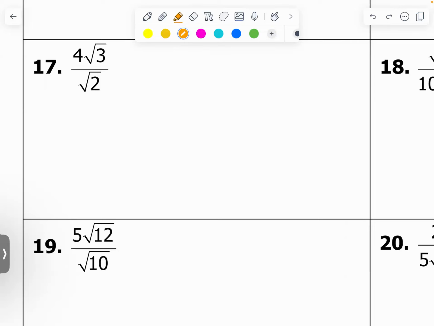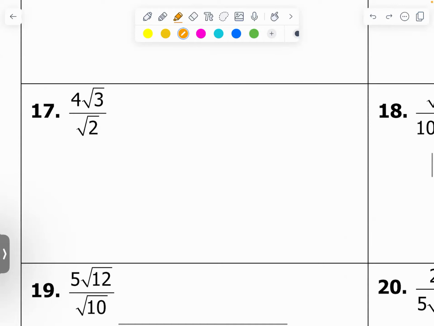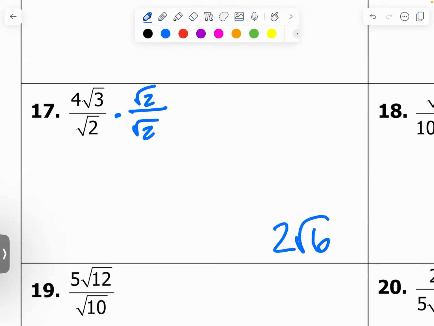Elbow partner, make sure you have the same thing. I'll wait for you, don't you worry. Not reduced, not reduced, not reduced. So you need to multiply by radical 2 over radical 2. Since radical 2 is our denominator, we're gonna have to multiply by radical 2. Okay, if you have the answer of 2 radical 6, you are right.